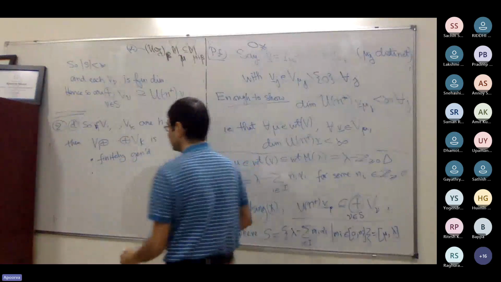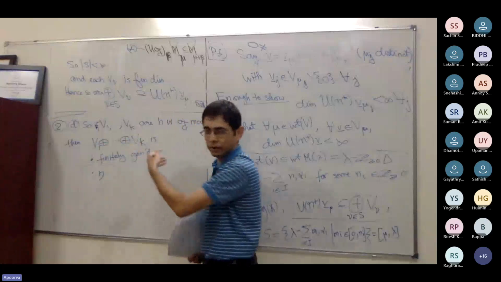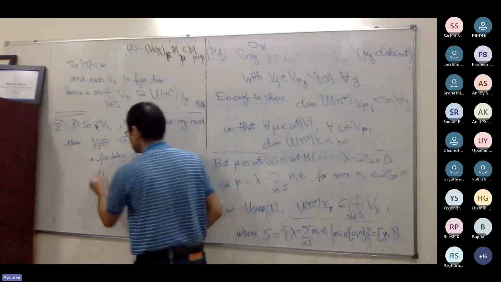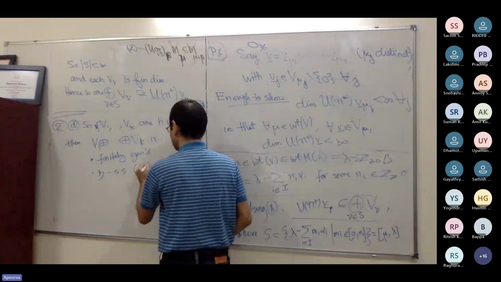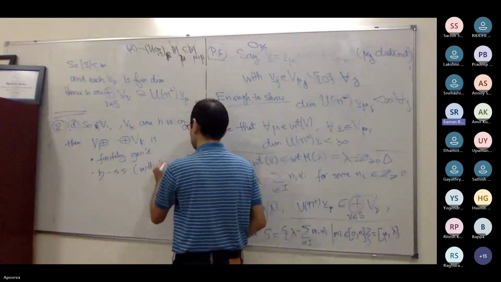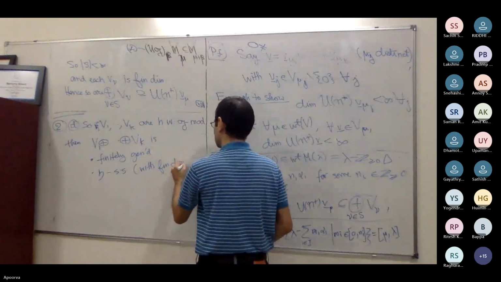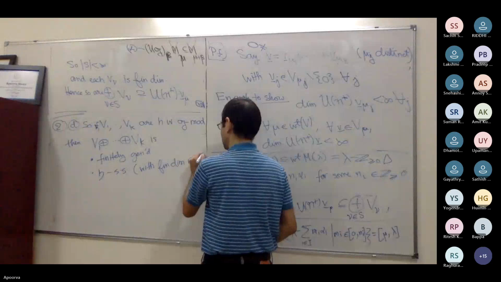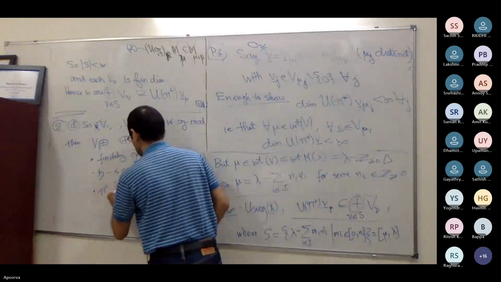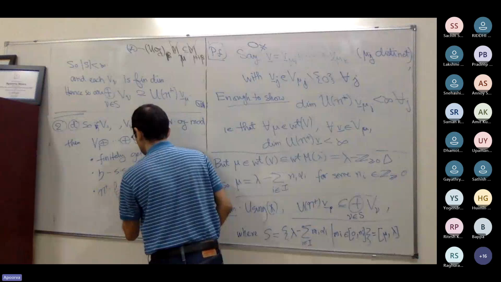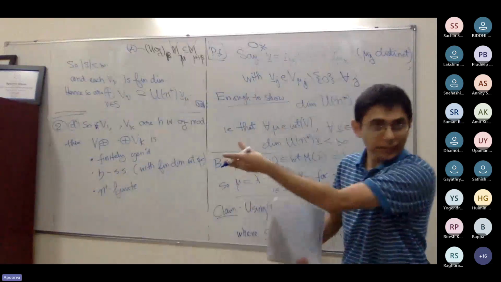Second, it is H semi-simple because each of the modules is H semi-simple, so the direct sum is. And with finite dimensional weight spaces. And the third property is n plus finite. Why is it n plus finite?